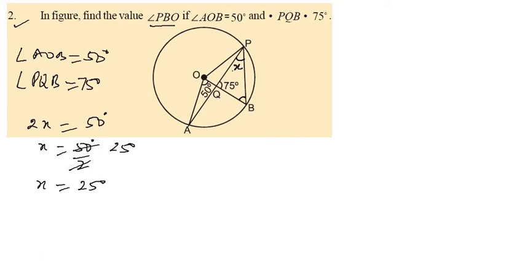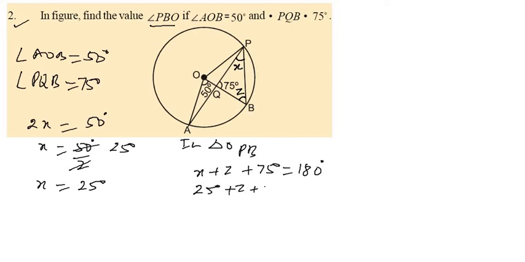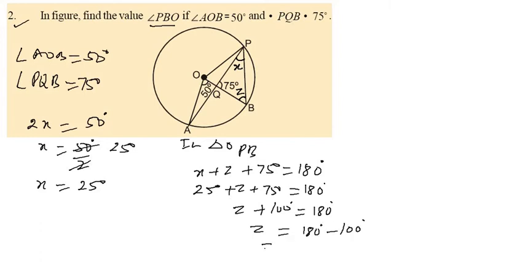Now in triangle, suppose this angle is Z or Y, you can say. In triangle of OPB, what will happen? X plus Z plus 75 is equal to 180 degree. So put the value of X, it is 25 plus Z plus 75 degree is equal to 180 degree. So Z plus 100 degree is equal to 180 degree. So Z will be equal to 180 degree minus 100 degree. So Z is equal to 80 degree and that one is your answer.